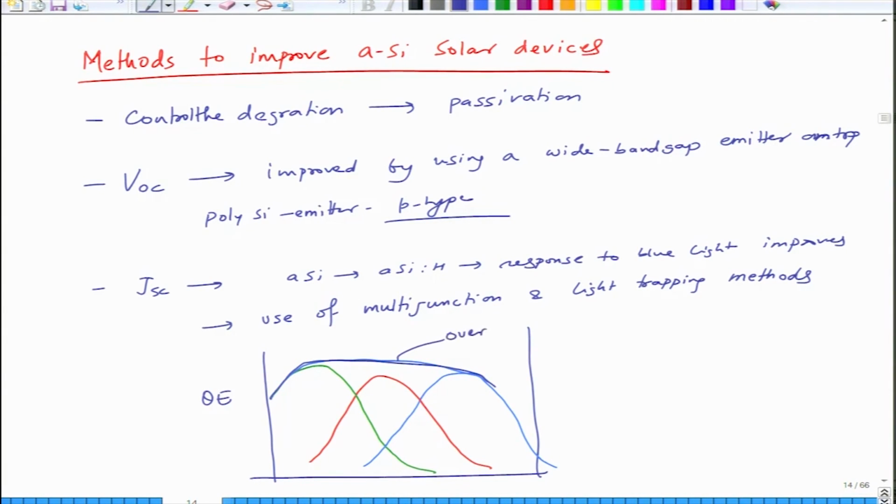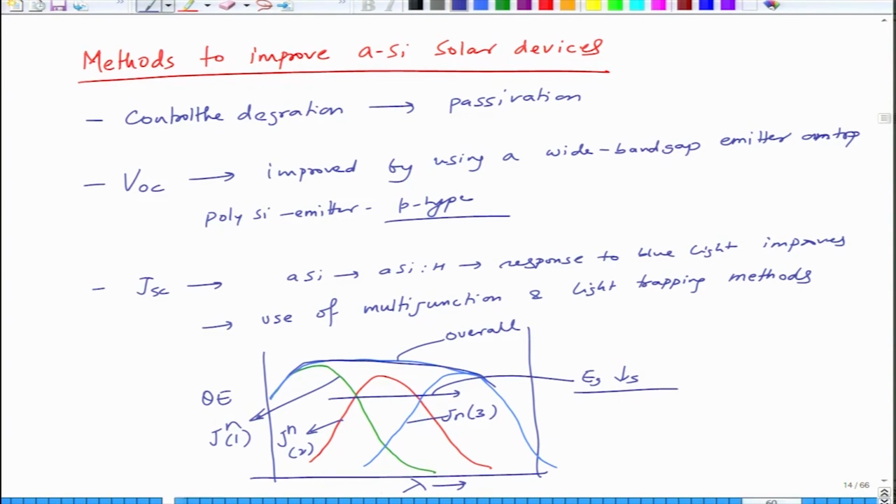This is overall, this is junction 1, this is junction 2, this is junction 3, and you can see the band gap Eg decreases. This is your lambda. Higher wavelengths are absorbed by smaller band gap, shorter wavelengths are absorbed by higher band gap, and that is how you can make a multi-junction design with amorphous silicon solar cells by using germanium as a material to make solid solutions.